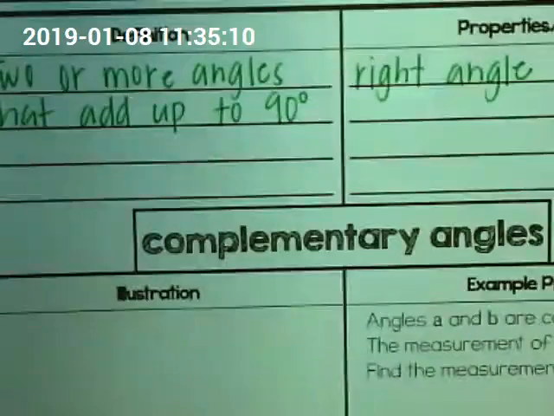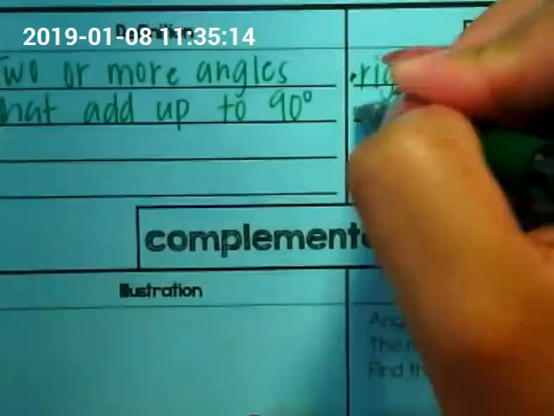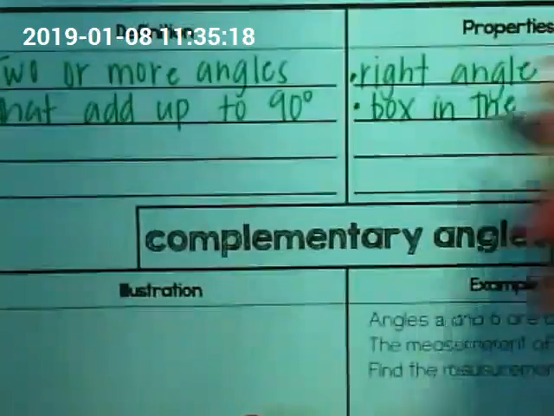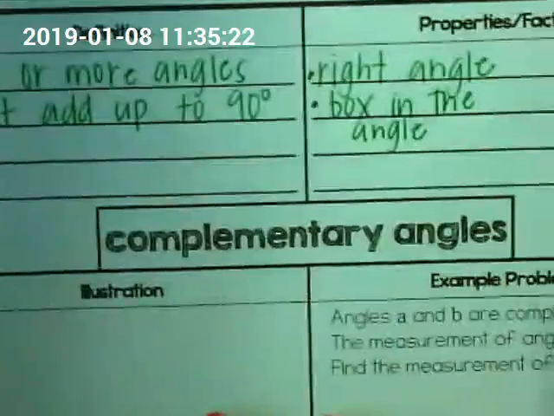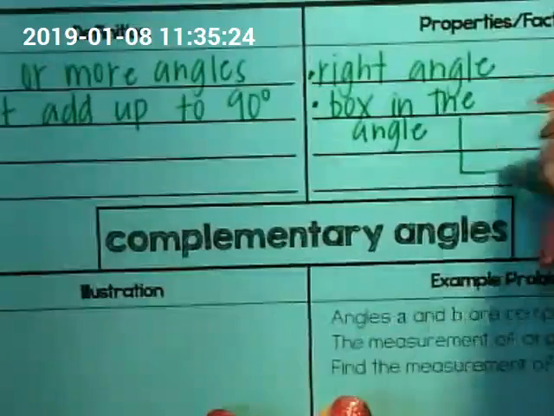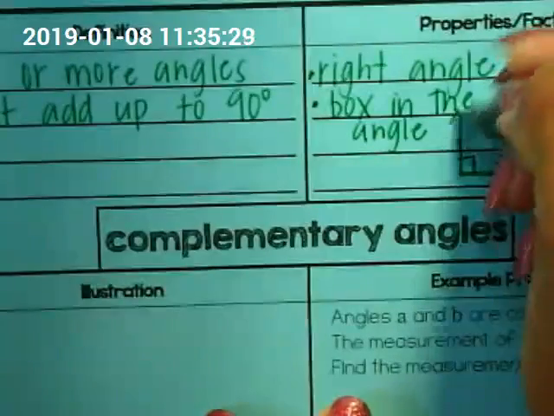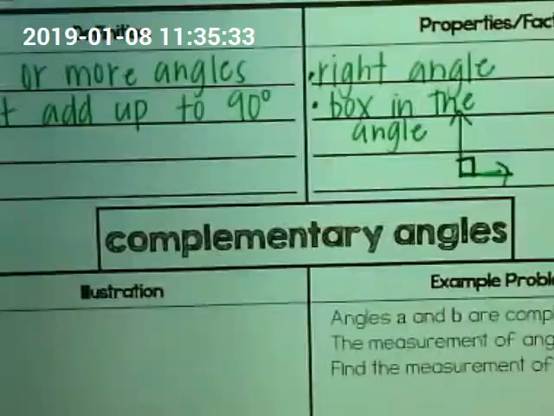And something to look for when you're trying to figure out if it is complementary is the box in the angle. So it looks something like this. Look for that box in the angle. If you don't see that box, it's most likely not complementary.